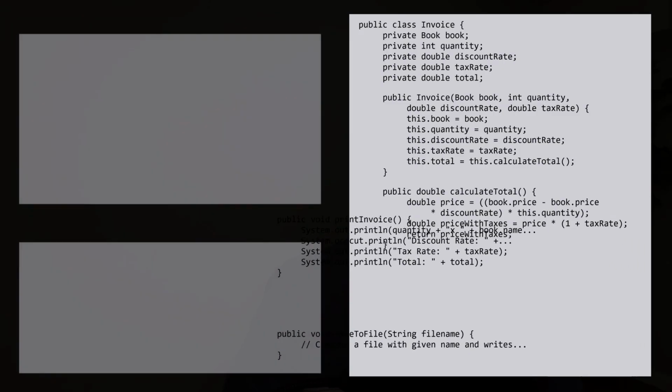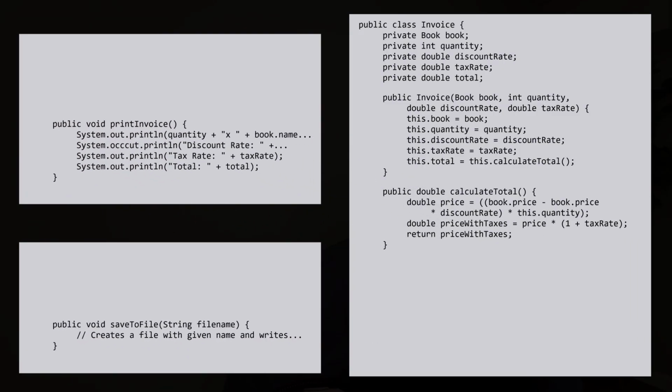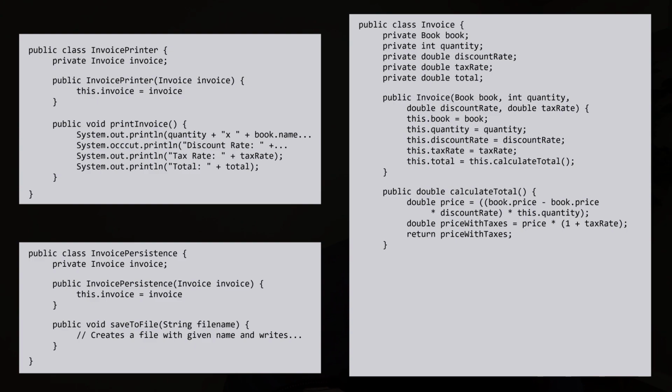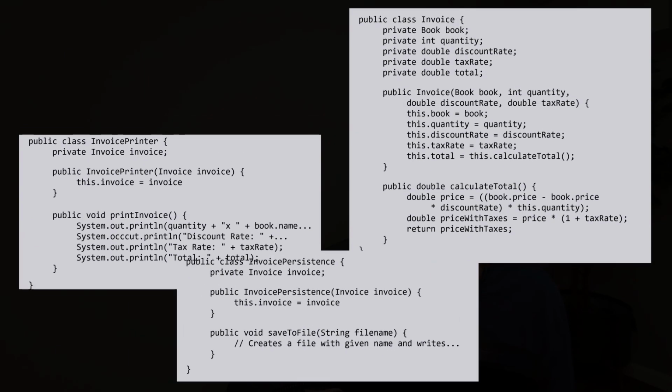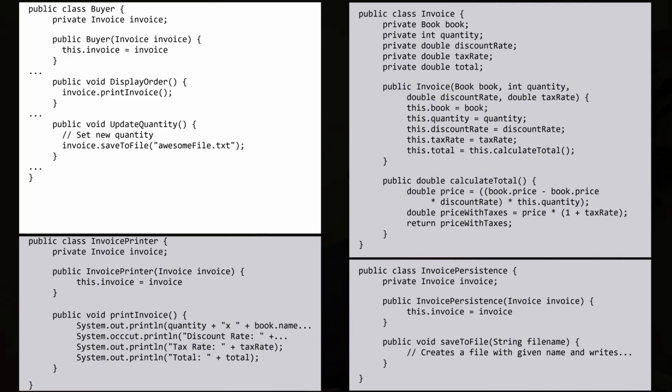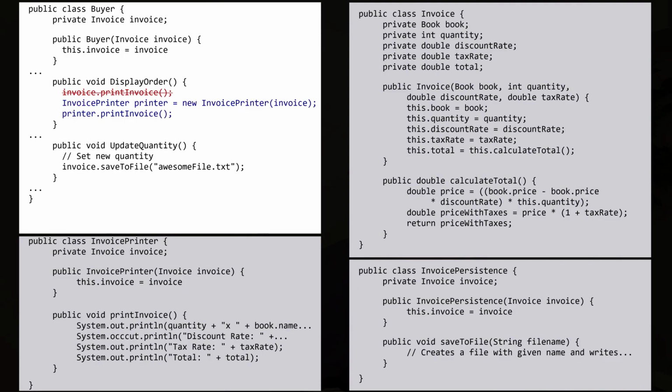Moving two of the three methods, print invoice and save to file, into their own classes, invoice printer and invoice persistence respectively, makes the violation resolved. Or has it? And at what cost? The article never shows the original caller of the methods in the invoice class. Doesn't that class need to change to incorporate the changes that were proposed by the article?